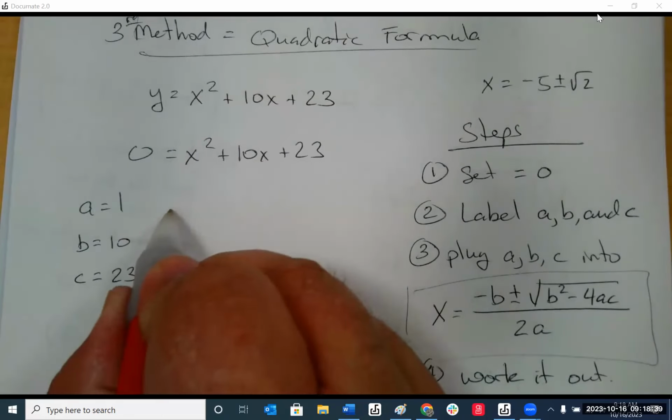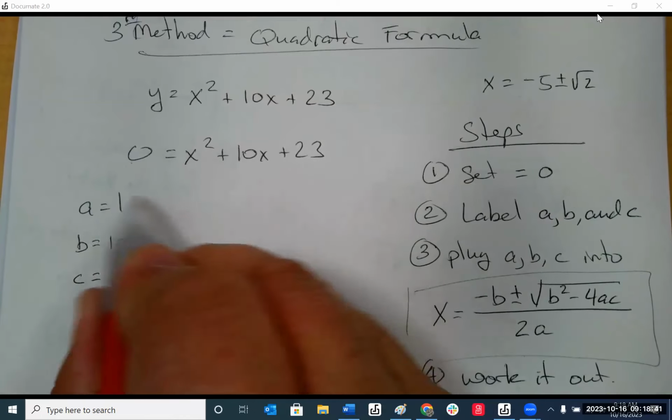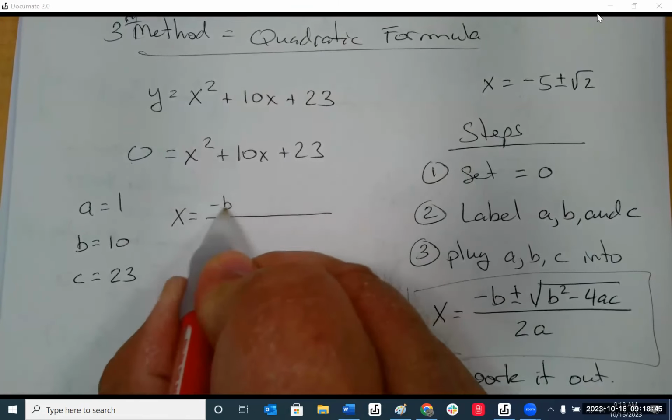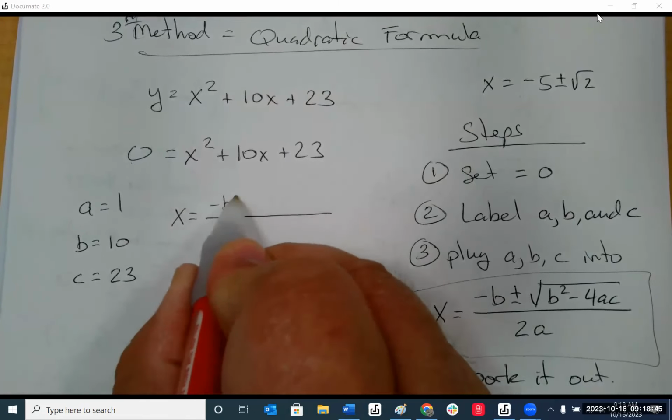All right, so let's do it. So we set it equal to 0. We labeled A, B, and C. So let's set them all. Here's the equation. Get in the practice of always writing down the formula. Whenever you use a formula, write it down in your equation. It'll help you memorize it, and it'll make sure you put everything in the right order.